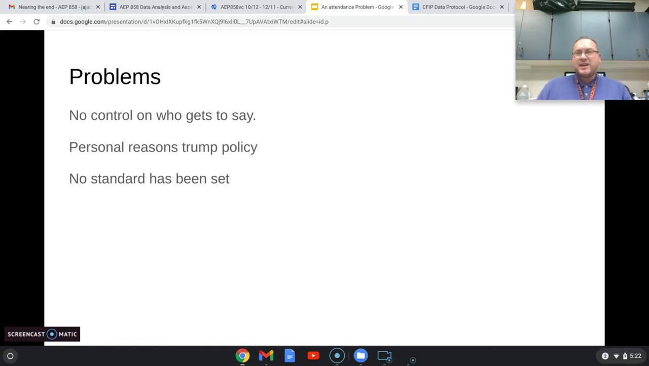Now, the next issue that came up was that personal reasons seem to take more precedence than the actual policy set forward by the district as aligned to the state law. And part of this is because there have been no standards set for how the school and the employees are supposed to treat the problem. Meaning there isn't a system in place, so it's pretty much up to whoever is taking the attendance, their personal opinions on the matter, and so on.